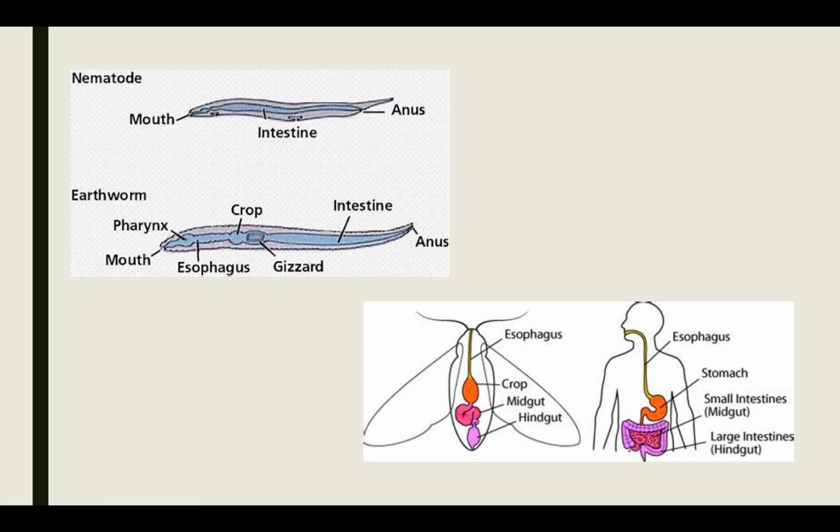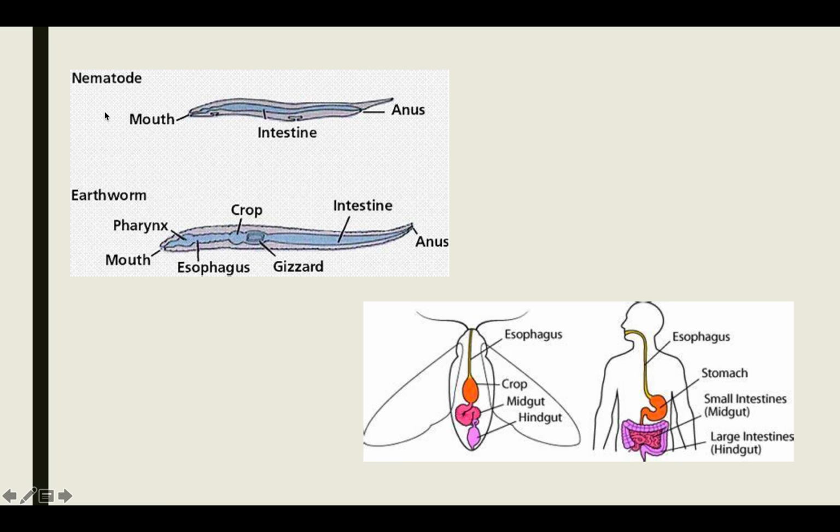Here are some pictures that I found that compare. Down here in the bottom right, we have our human: esophagus, stomach, small intestine, large intestine, and then a rectum with an anus. Here's a fly or bee, which has an esophagus, crop, midgut, and hindgut. Those are a little different from ours, of course.